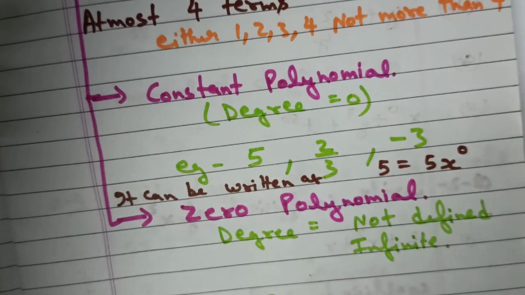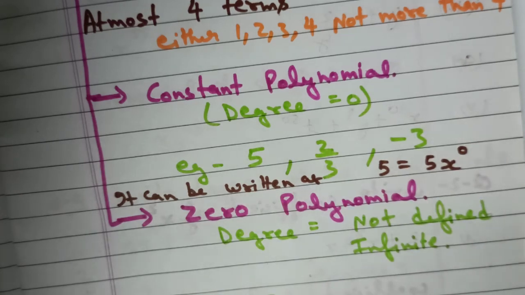The next type of polynomial is the constant polynomial. A constant polynomial is a polynomial with degree equal to 0. It can be any constant like 5, 2 by 3, minus 3. These are some examples of a constant polynomial. Let's take the example of 5 only. It can be written as 5 into x raised to the power 0. As we all know, x raised to the power 0 is equal to 1. So 5 is equal to 5 into 1. So it is an example of a constant polynomial.